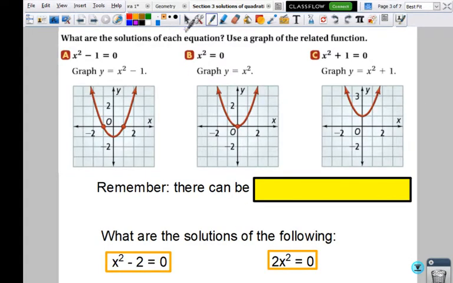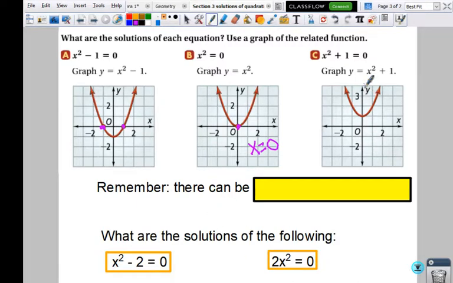Alright, so on these graphs, we actually just did this first one right here. I had two solutions. I had x equals negative 1 and x equals 1. Those are my two solutions. On this next one, I have the graph of x squared equals 0. This one's a little different. It only crosses my x-axis at one place, right here in the middle. This one is at x equals 0.